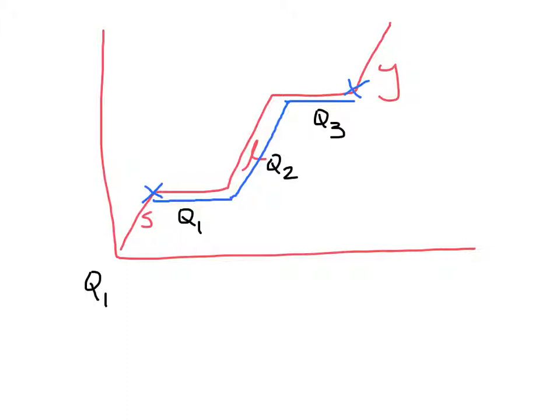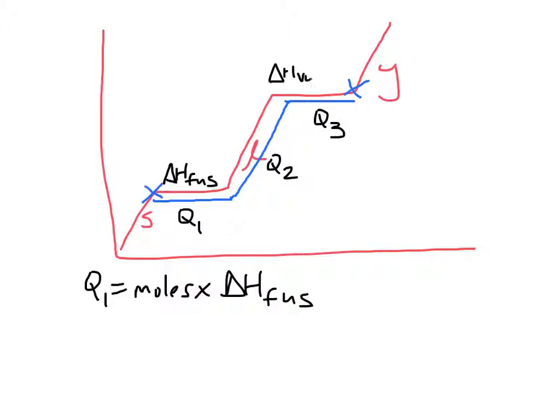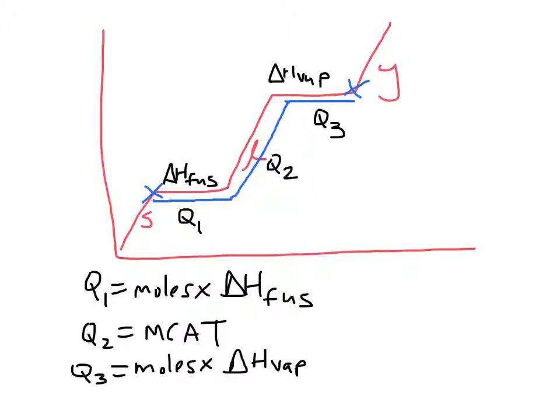So the equation we're going to need for Q1 is going to be moles times the heat of fusion, and that's because, remember, if you're on this bottom plateau, that's always heat of fusion. Remember that the top plateau is always heat of vaporization. Then Q2 is going to be MCAT because there's no phase change going on in Q2. Q3, on the other hand, there is a phase change. That one's going to be moles times the heat of vaporization. So for 2 of these equations, we're going to need moles, and then for the second equation, Q2, we're going to need mass.